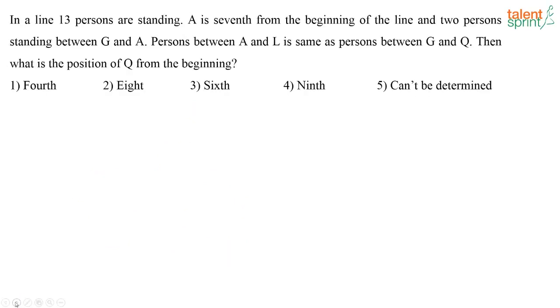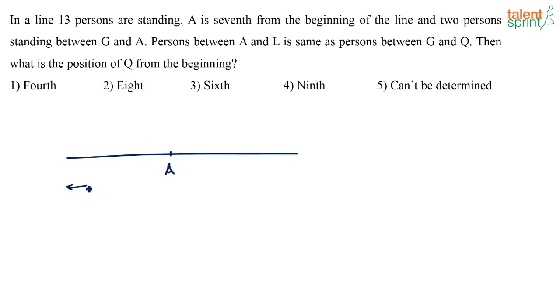Next one. In a line, 13 persons are standing. A is 7th from the beginning of the line and 2 persons are standing between G and A. The number of persons between A and L is the same as the number of persons between G and Q. Then what is the position of Q from the beginning? For this question, what have they said? You know the position of A, right? Position of A.